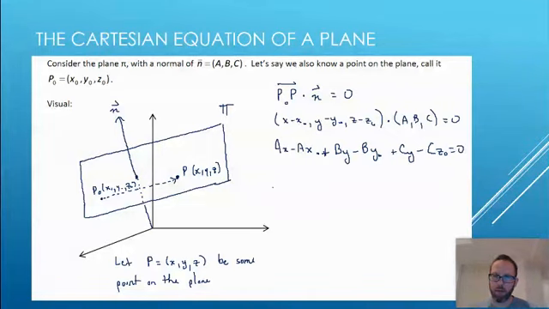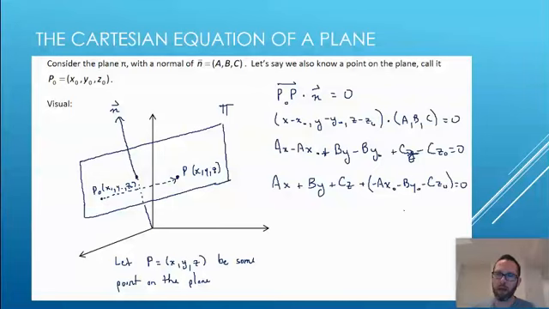And rearranging this, I get ax plus by plus cz. That should definitely be a z up here. Excuse me. Plus some other stuff: minus ax naught minus by naught minus cz naught equals 0. If I just let this minus ax naught minus by naught minus cz naught be its own constant d, then we get this.